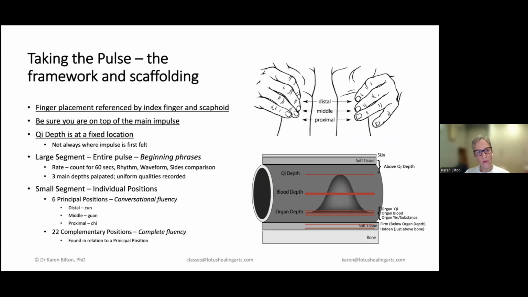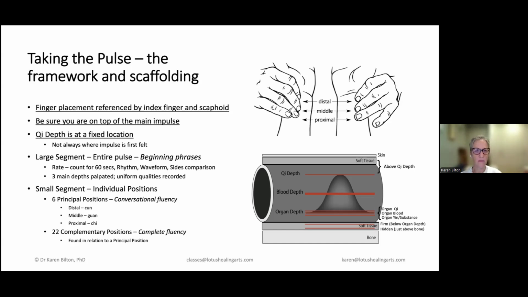Okay, so with taking the pulse, there are a couple of really Pulse 101 things that you need to be on top of to feel the pulse and get the proper information from it. The first thing is you've got to have your fingers in the right position. In this system, we reference our fingers by the scaphoid, and then we lie our fingers down along the path of the impulse. We don't reference via the radial styloid, so it's via the scaphoid.